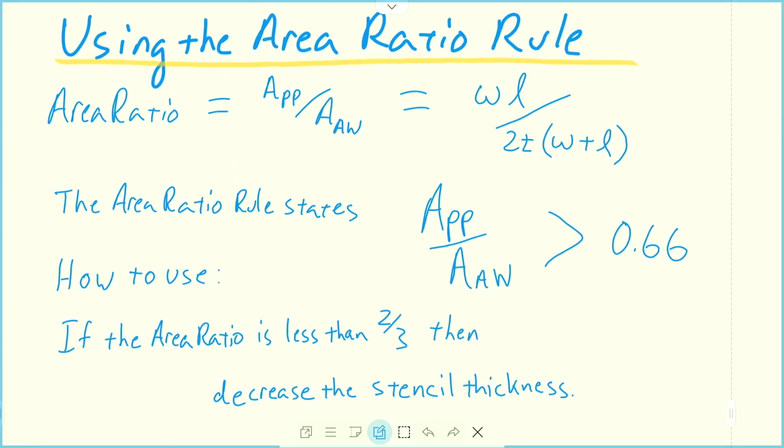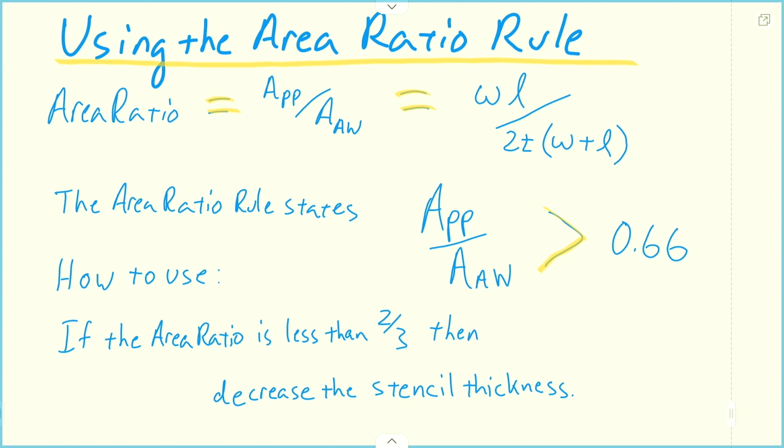How do we use the area ratio rule? The area ratio is equal to the area of the printed pad divided by the area of the aperture walls, which in turn is equal to WL divided by 2 times the stencil thickness, T, times W plus L. The area ratio rule states that the area ratio should be greater than 0.66.